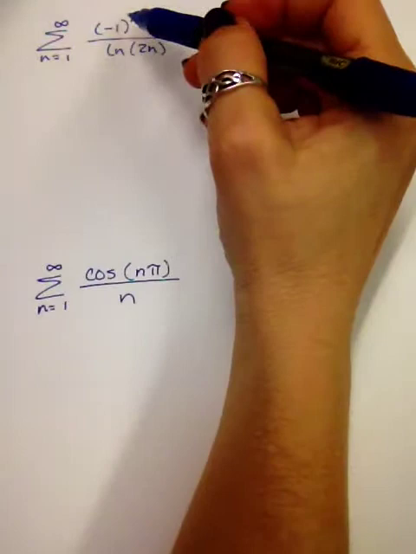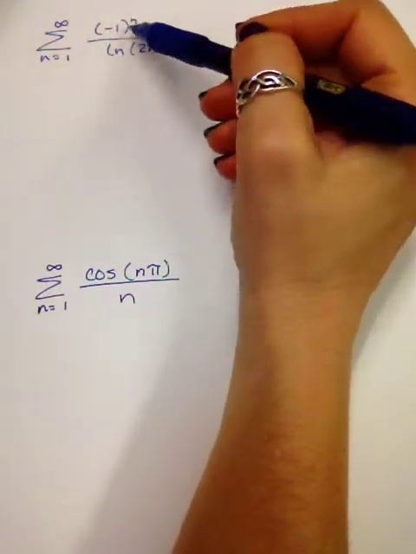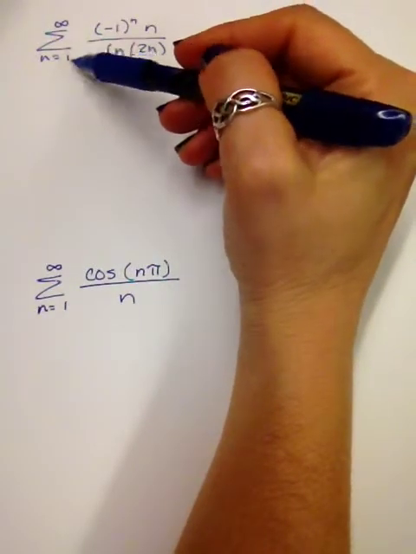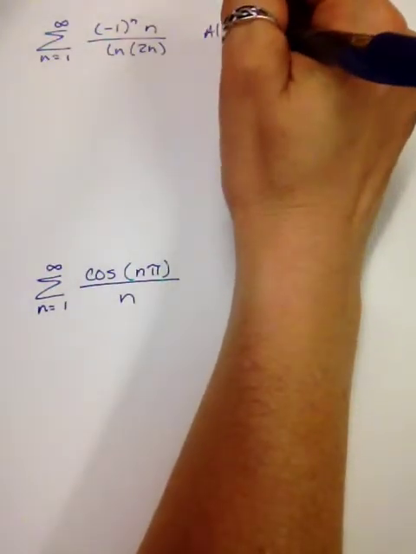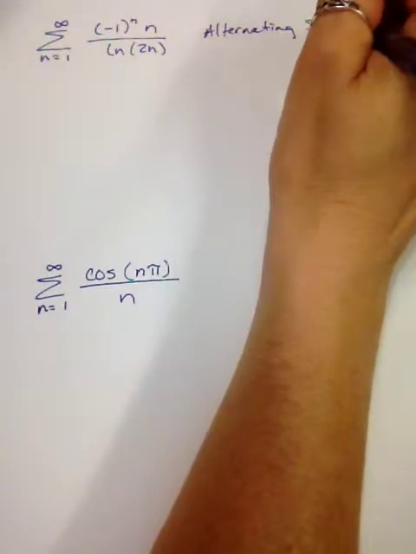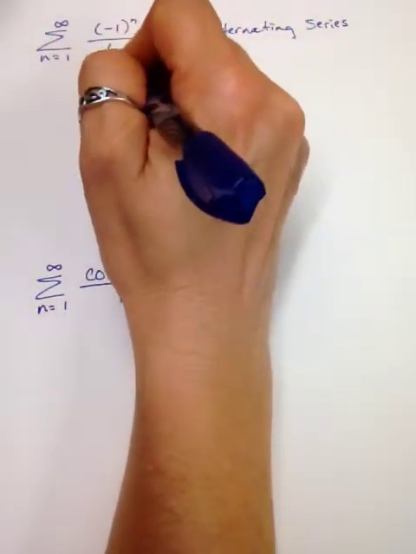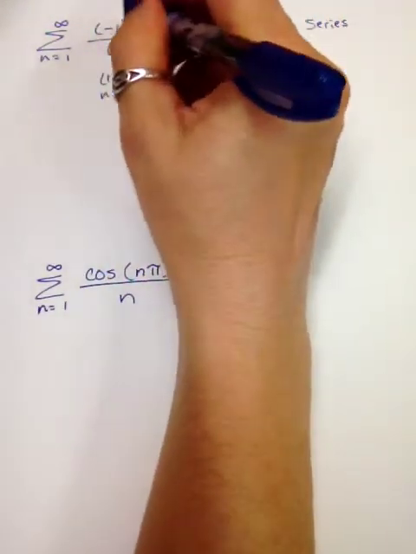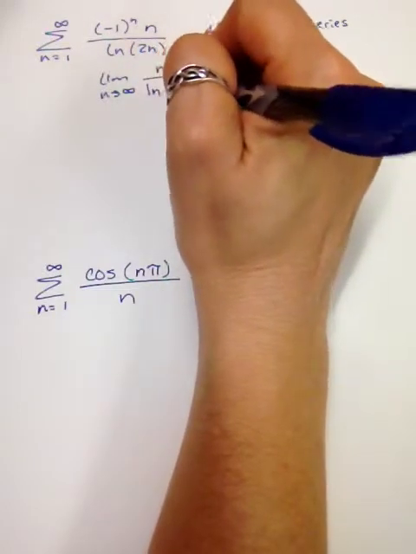For this series, we look at it to decide convergence or divergence. The first thing you notice is a (-1)^n. Since n obviously changes from odd to even, this is an alternating series. To decide the convergence or divergence of an alternating series, you would take the limit as n approaches infinity of the non-alternating part. So you ignore the (-1)^n and take the limit of n over the natural log of 2n.